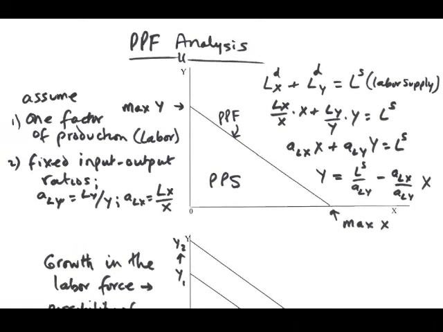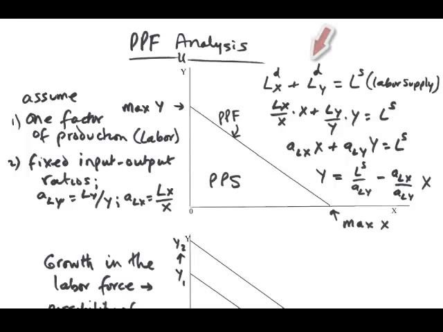So we say assume one factor of production, labor, assume constant input-output ratios. So we would read this ALY as the amount of labor it takes to produce each unit of good Y, or the average input-output ratio. ALX is the amount of labor it takes in industry X to produce each unit of good X. Again, we're assuming a constant productivity, so these are constants.